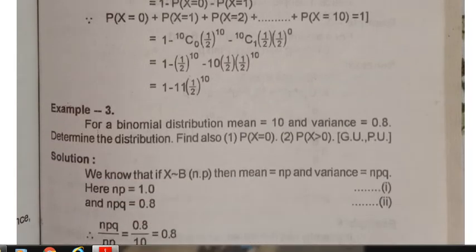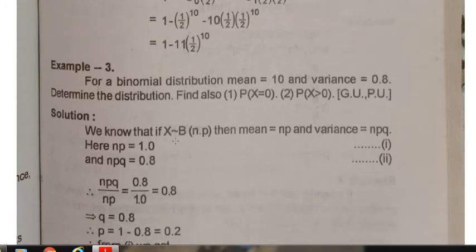Let's take another example. For a binomial distribution, mean is 10, variance is 0.8. Determine the distribution and also find number 1, P(x equals 0), number 2, P(x greater than 0). We know that if x follows a binomial distribution, the mean equals np and the variance equals npq.